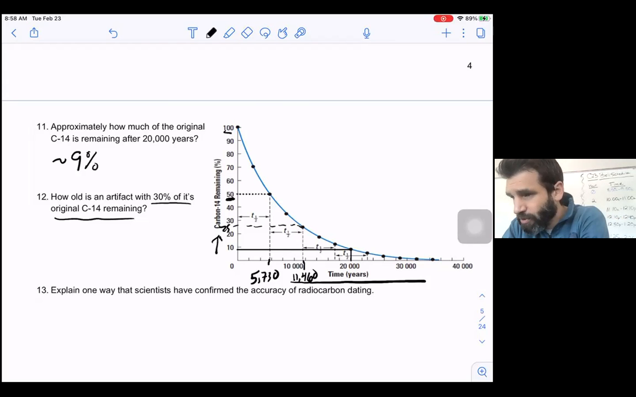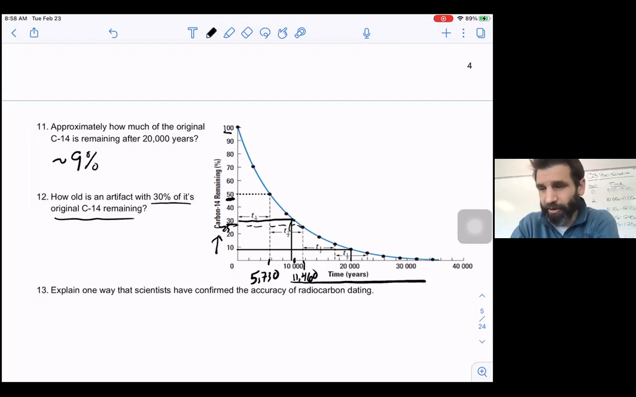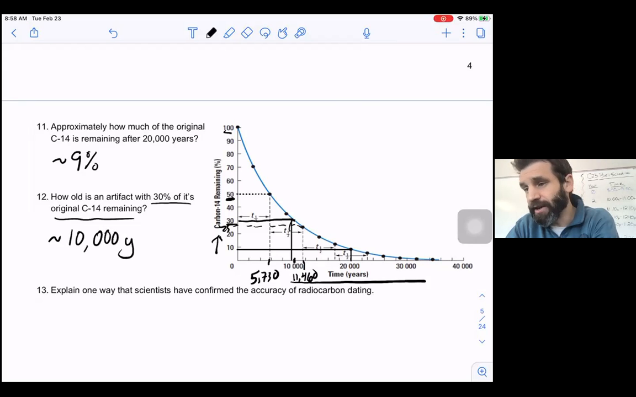So then you would go to your graph here. On the y-axis, you would find 30% remaining. You take that, you draw the line over to the curve, and then you draw the line down. And it looks to me, this is the line for 10,000. And I didn't draw that perfectly, but you would say that this item, the fossil shroud, something that would cover someone, is approximately 10,000 years old.